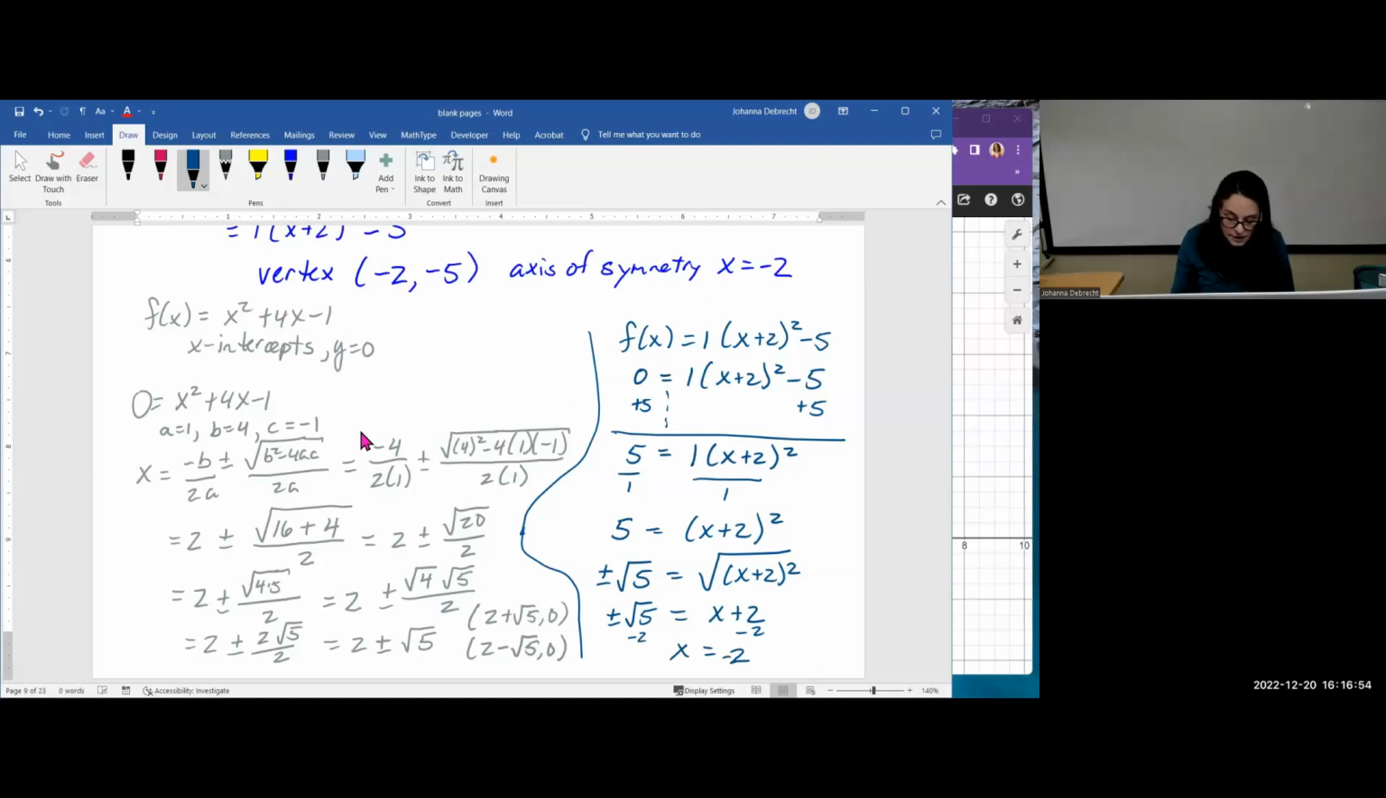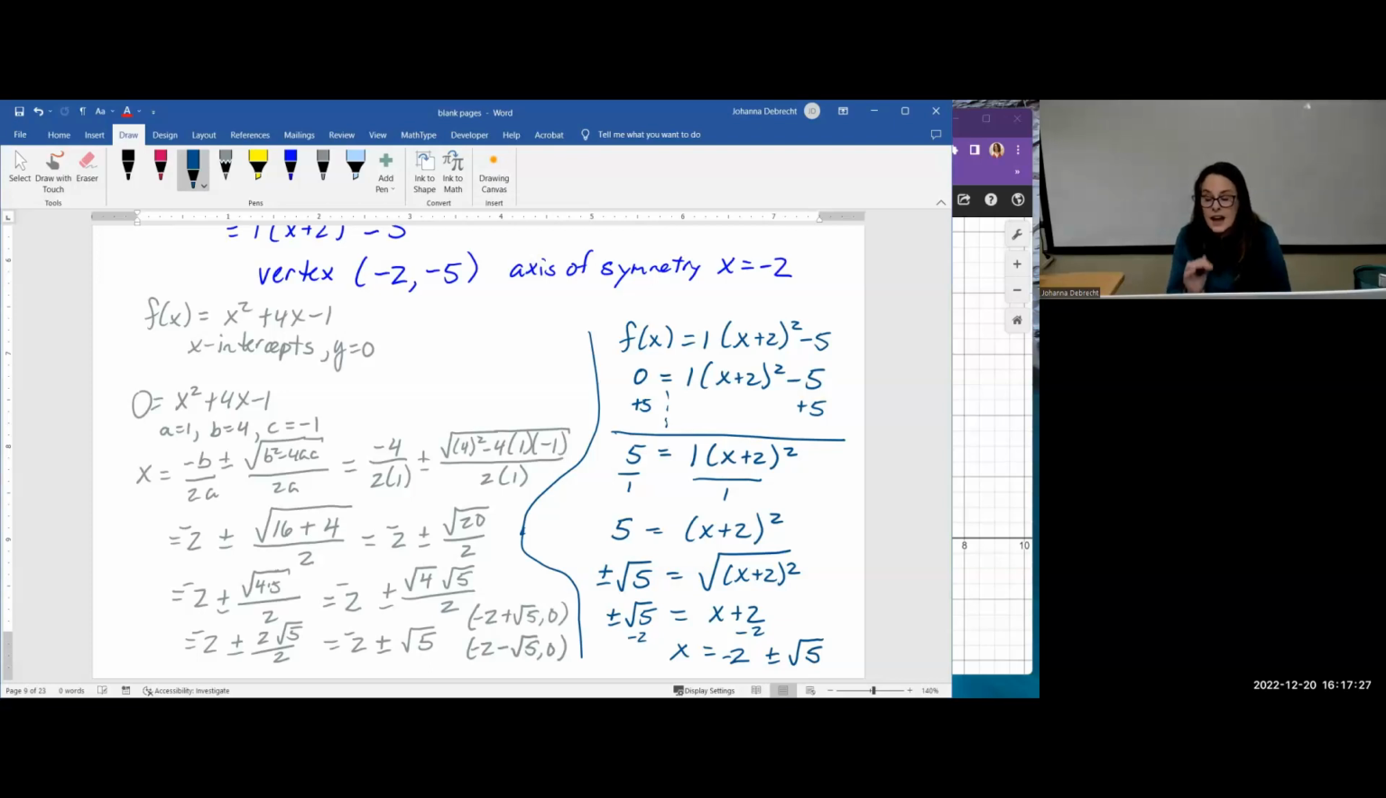Something has gone awry. I lost a negative. All right, how did I know something was wrong? This gave me a negative 2, and over here I had positive 2. So I knew something was wrong. And when I look back, I can see I lost my negative right there. So all of these should be negative coming down to the end. Let's get that fixed. And continuing with this part, I get negative 2 plus or minus the square root of 5.